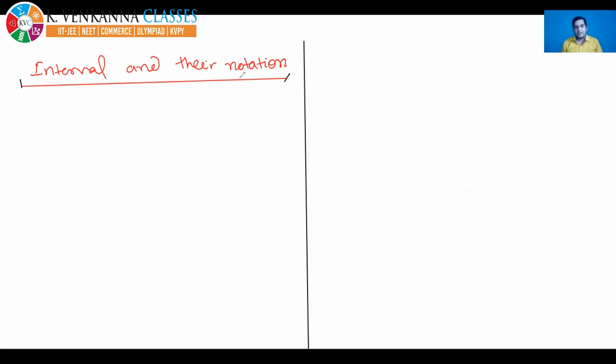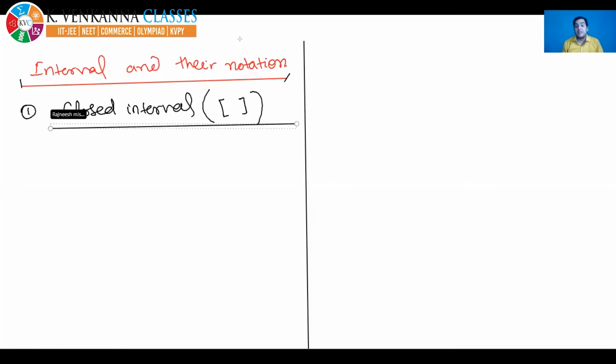See clearly. Concentrate on the board, everyone. Interval and their notation. Okay, interval and their notation. The first interval is the closed interval. The symbol of the closed interval is like this. See this bracket. This is the closed interval. Now, what is this closed interval? What does it mean?